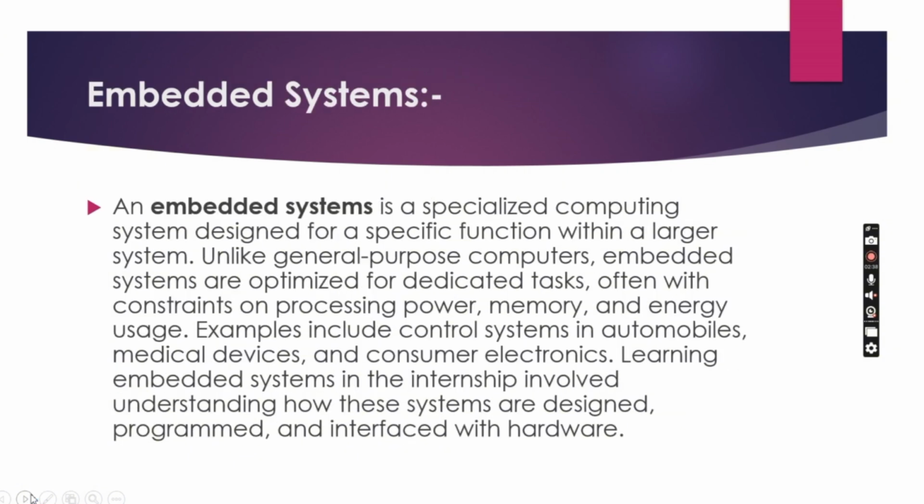The next is embedded system. An embedded system is a specialized computing system designed for a specific function within a larger system. Unlike general purpose computers, embedded systems are optimized for dedicated tasks, often with constraints on processing power, memory, and energy usage. Examples include control systems in automobiles, medical devices, and consumer electronics. Learning embedded system in the internship involved understanding how the systems are designed, programmed, and interacted with hardware.